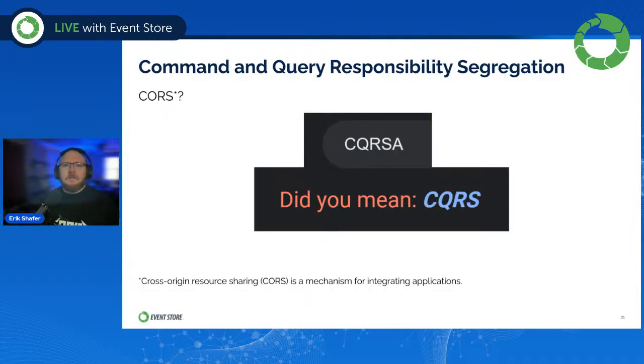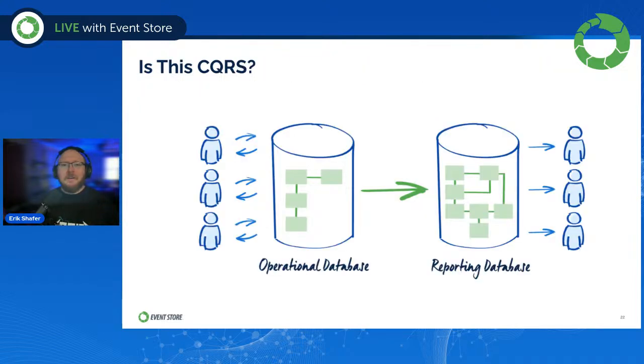So CQRS, if you didn't know, and this is again, hopefully a shorter segment, it stands for Command and Query Responsibility Segregation. You used to be asked by Google, did you mean cars? And earlier the other day, I typed CQRS and I added an A on accident. I don't know why, but Google now knows enough, whether that's good or bad, to say, did you mean CQRS? Which I thought was pretty funny.